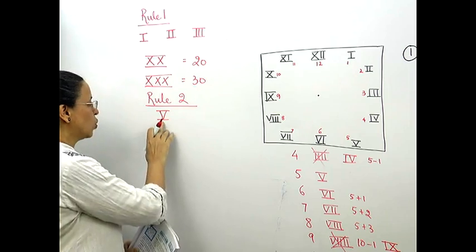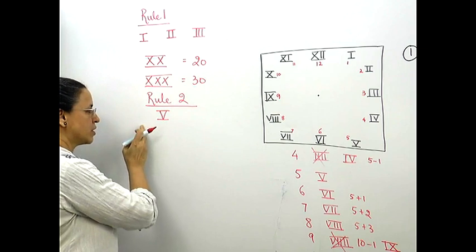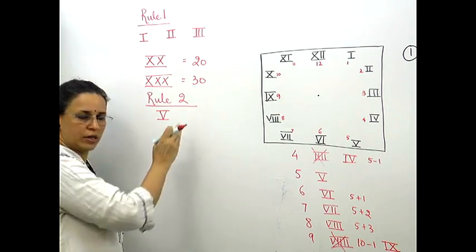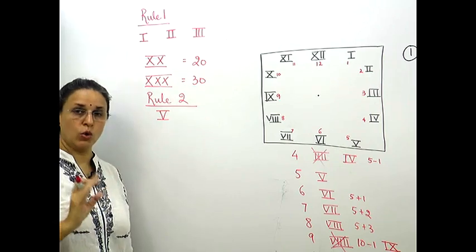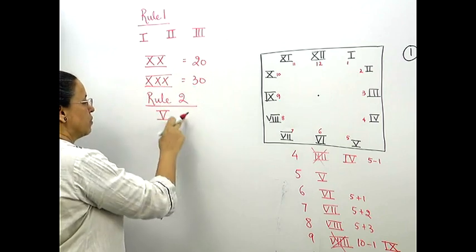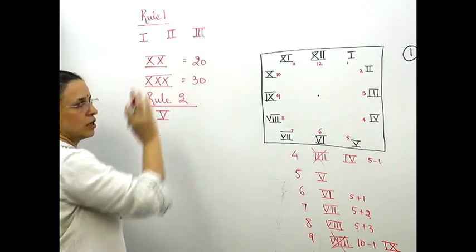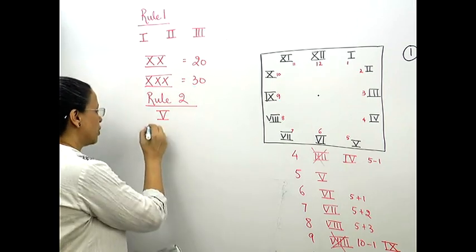5 can be written only once. लेकिन 5 - 1 हम कर सकते हैं और +1 यानी 6, +2 यानी 7, +3 यानी 8. ओनली टिल 8. क्यों? यही रूल फॉलो होगा. इसके बाद में 5 + 1 2 3 तक हम कर सकते हैं. राइट? Now, rule number 3.